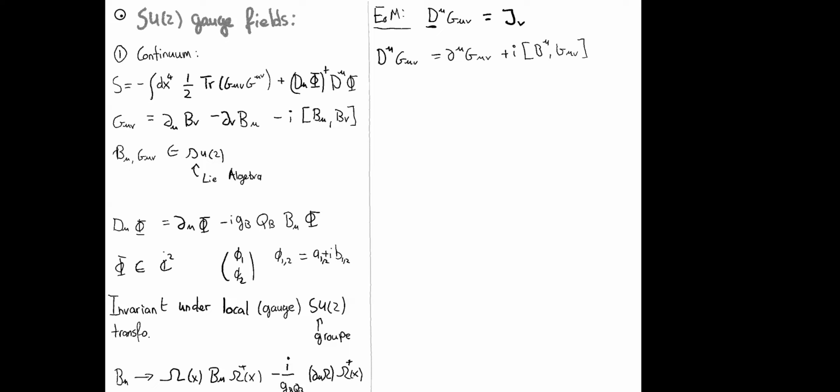And J^mu is also the vector current, but now the non-abelian vector current, with the imaginary part of phi dagger T^a phi. And T^a are just the Pauli matrices, which are the generators of SU(2), normalized in our convention.